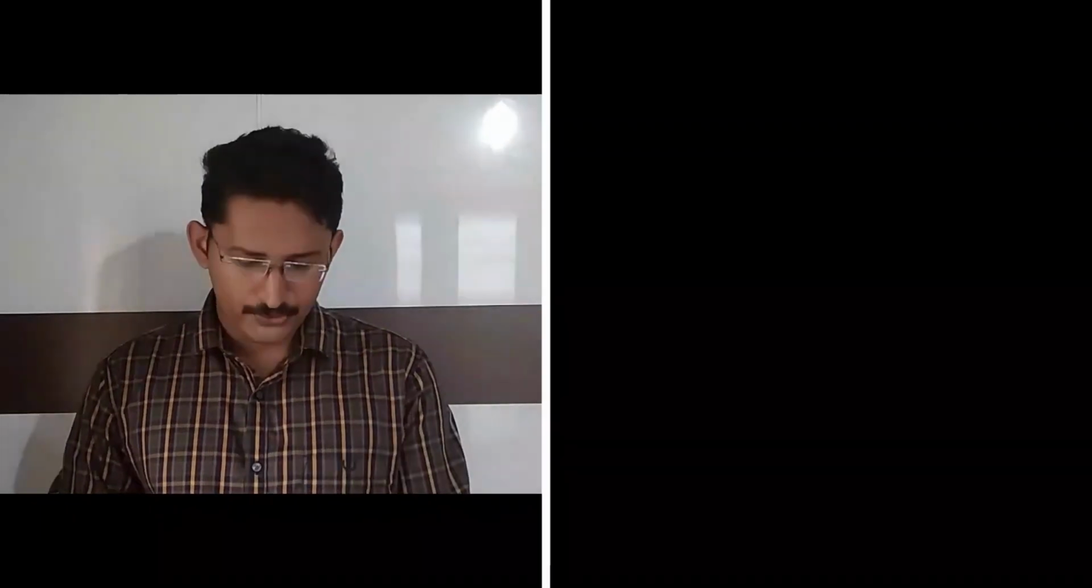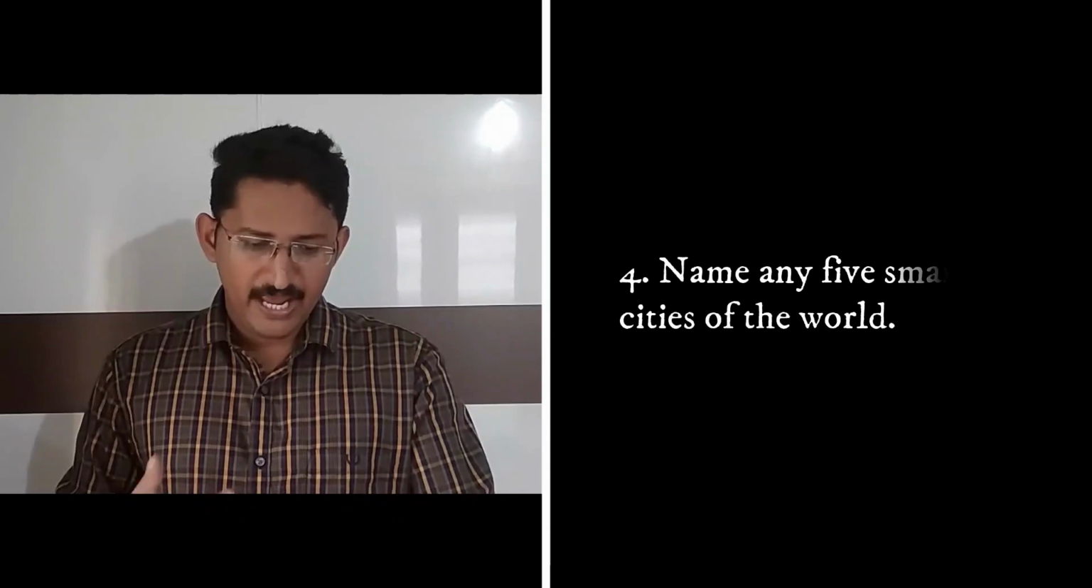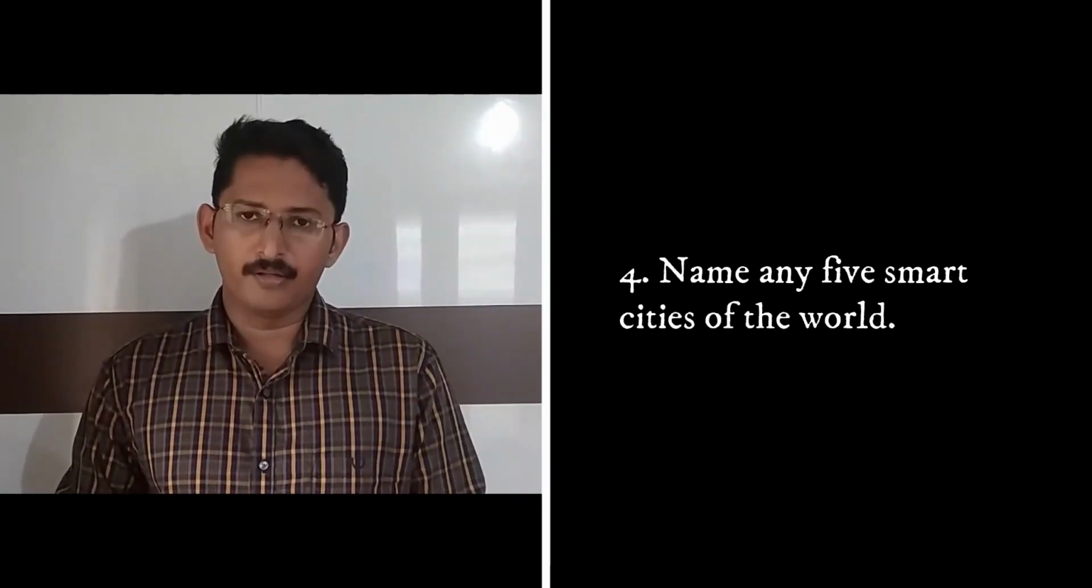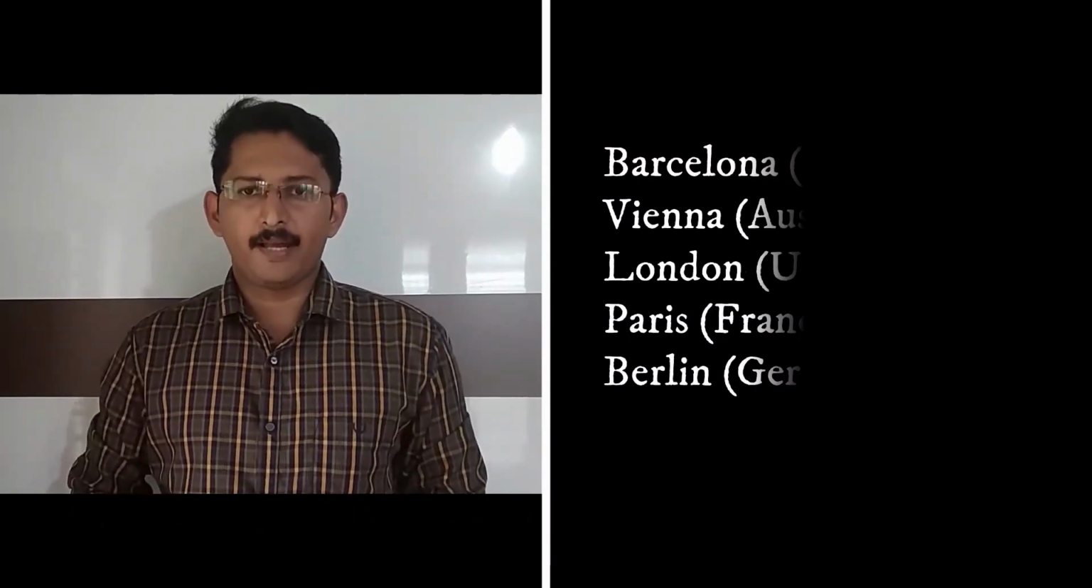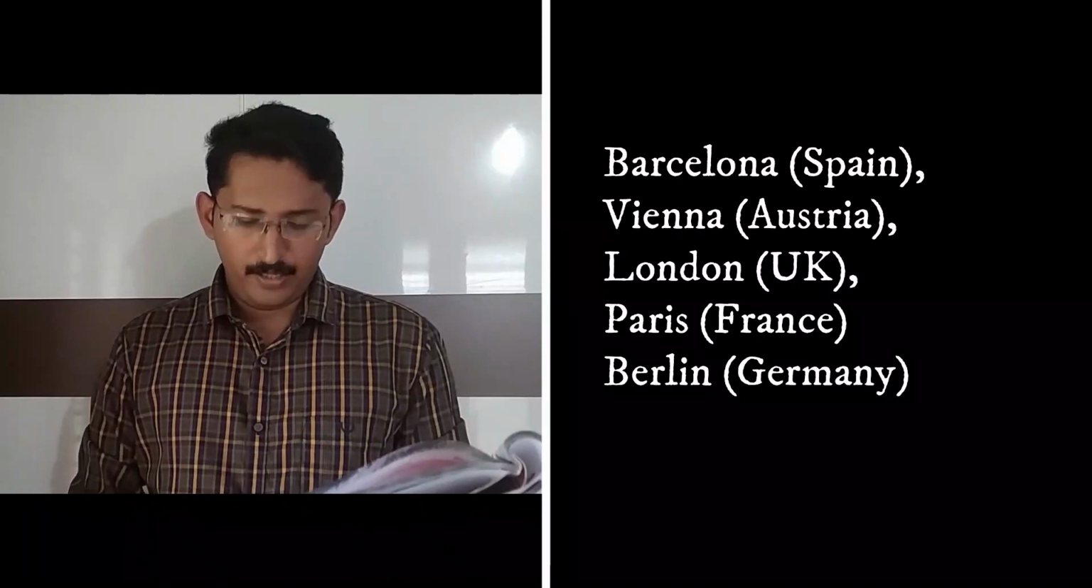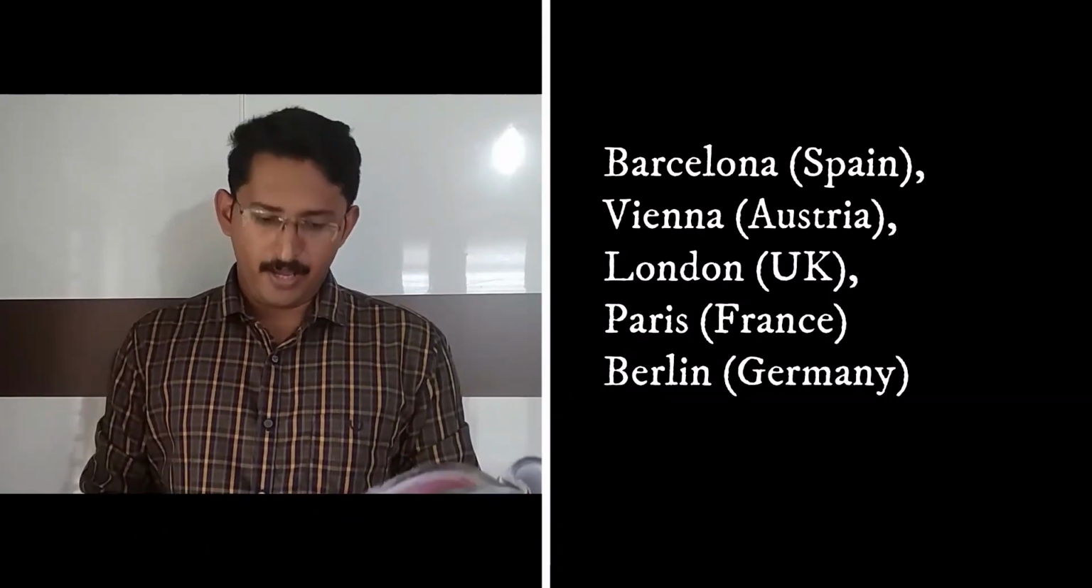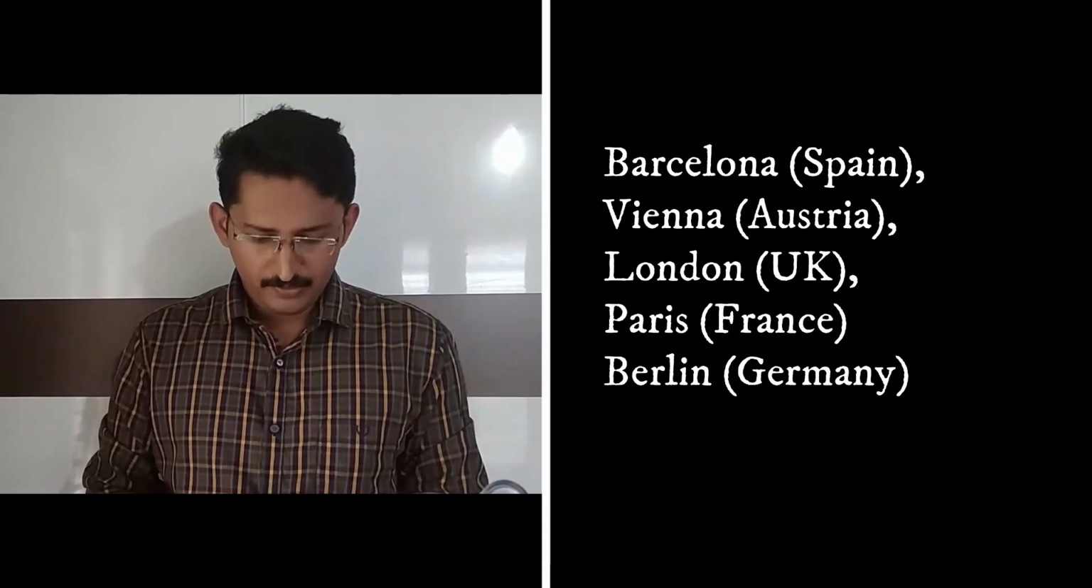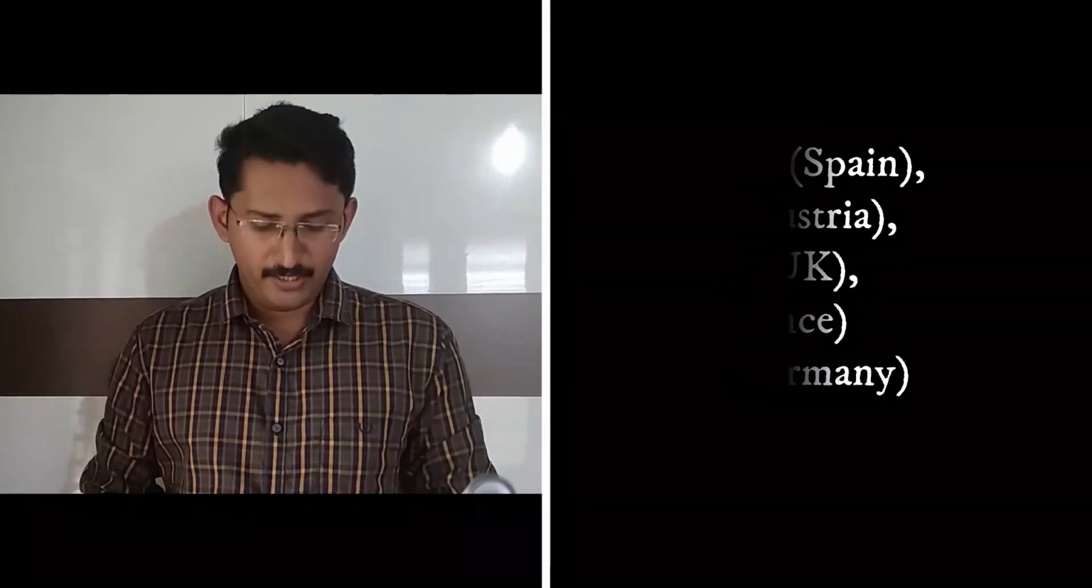Let's move to the fourth question, that is, name any 5 smart cities of the world. The answer is there on the same page, last paragraph. Some of the important smart cities of the world are Barcelona in Spain, Vienna in Austria, London in UK, Paris in France, and finally Berlin in Germany. So these are the 5. You can write more, but only 5 are asked, so you can write 5 among these. I hope you got the answer.